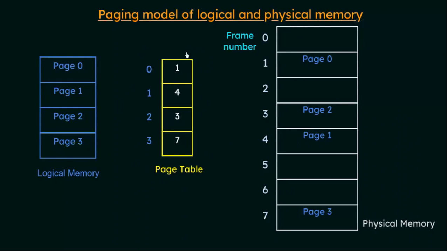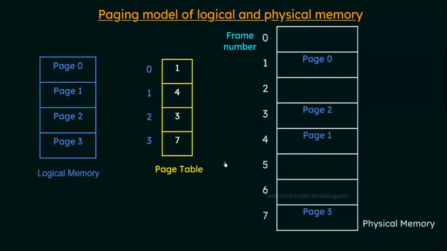Now what we have here is the page table. This is going to help us identify which page is stored in which frame. In this page table, these are the page numbers, and these numbers given here are the frame numbers. So what does this actually mean? Page 0 is stored in frame number 1. If you look here in the physical memory, we see that page 0 is stored in frame 1. Similarly, page 1 is stored in frame number 4. Page 2 is stored in frame 3, and page 3 is stored in frame 7.